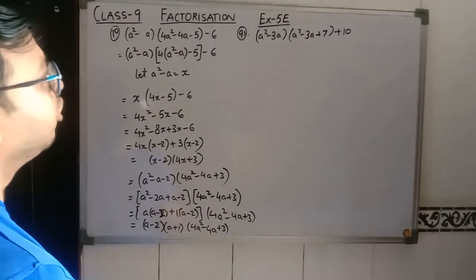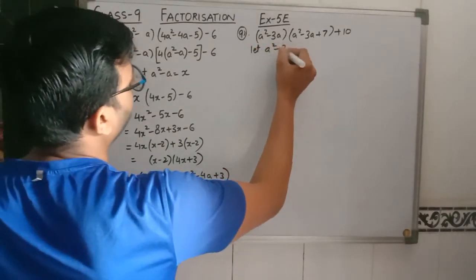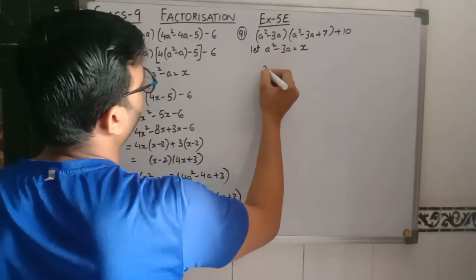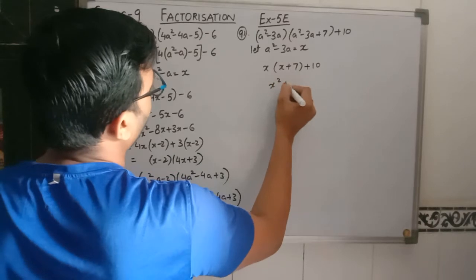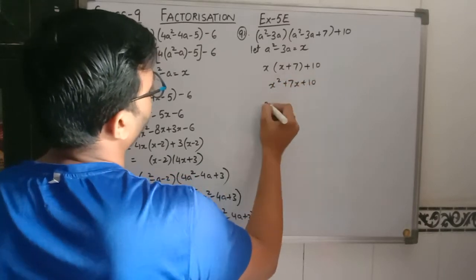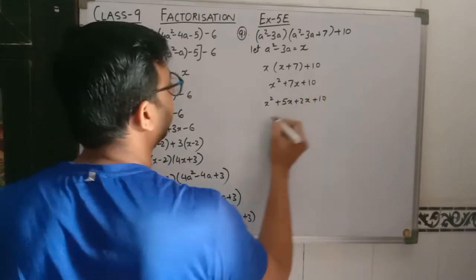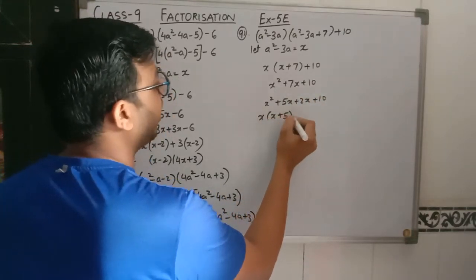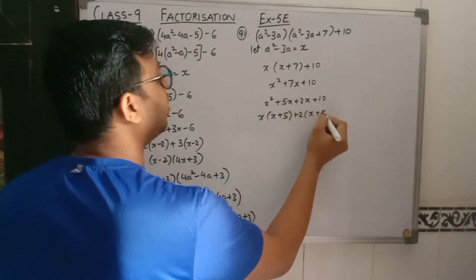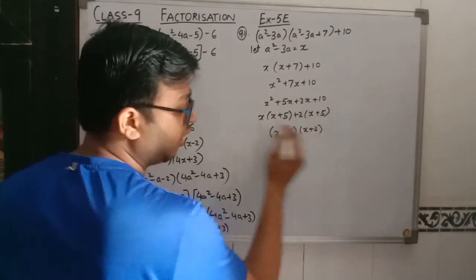This is the question. In this question we can easily say what the common part is. Let a square minus 3a be equal to x. So x plus 7 plus 10, so x square plus 7x plus 10. Break it with the help of middle term splitting: 5x plus 2x plus 10. In the first two terms, take x as common, so x plus 5. Then take 2 as common, x plus 5. So x plus 5 in the first bracket and x plus 2 in the second bracket.